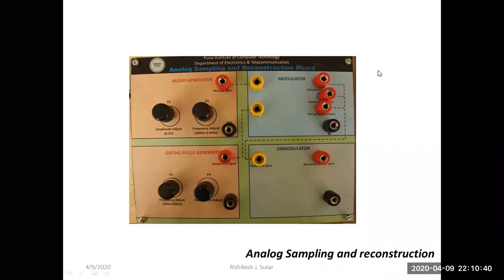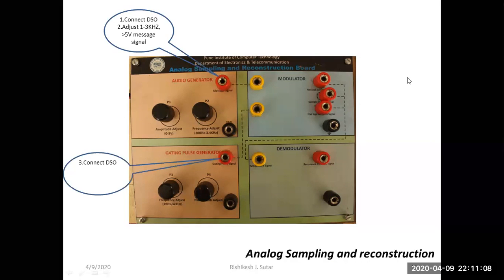Now let us see the demonstration stepwise. First of all, connect the DSO to the message signal, and adjust the message signal to 1 to 3 kilohertz frequency and probably a voltage greater than 5 volt. Then you can set the gating pulse signal to 16 kilohertz frequency. We can adjust its duty cycle to 50% duty cycle.